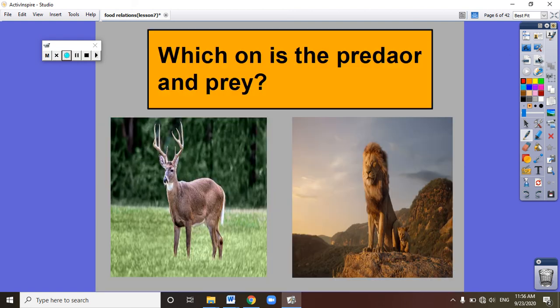Can you tell me which one is the predator and which one is the prey? If the lion devoured the deer, which one is the predator and which one is the prey? Very good. The lion is the predator and the deer is the prey.